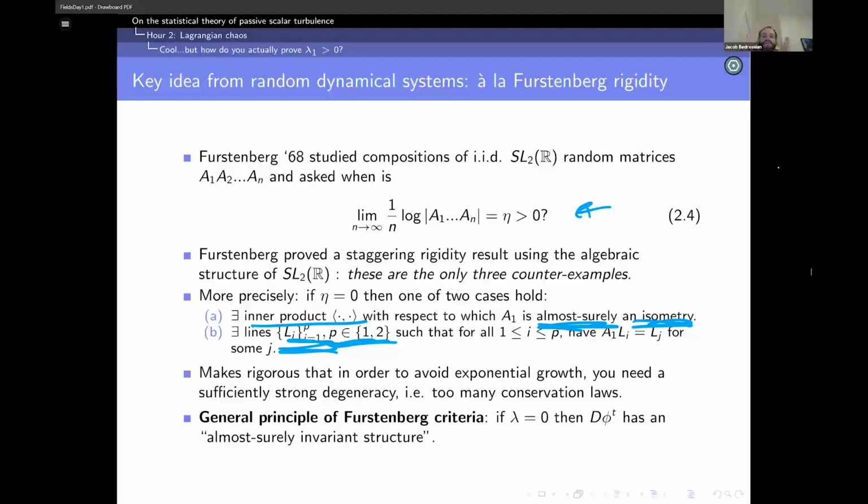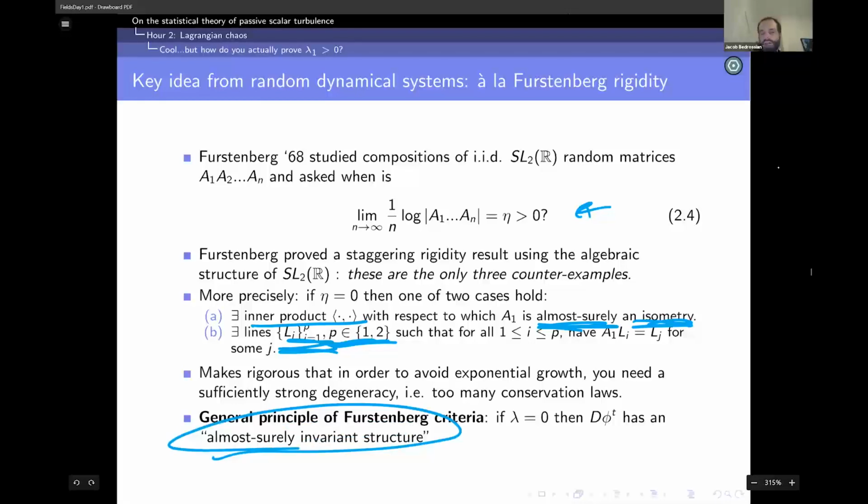And this observation, I think, really cuts to the core of how random dynamics works to some degree. And what it's really saying is that if you have a volume preserving system, then in order to not be chaotic, you need an almost surely invariant structure.